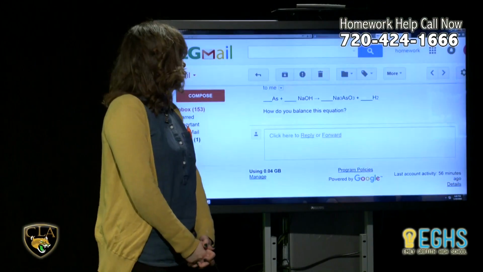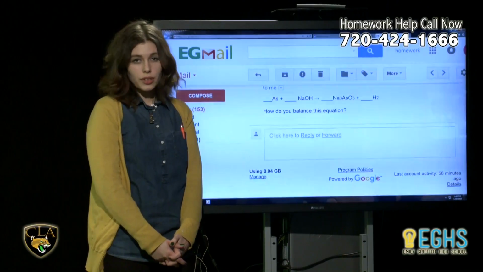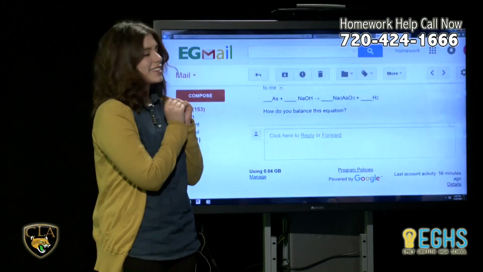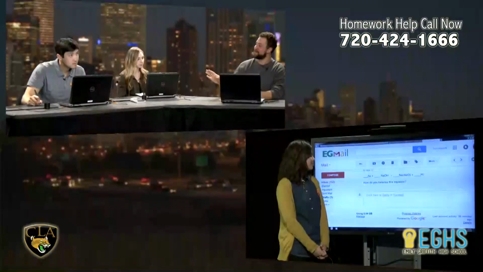They ask, how do you balance this equation? I am not familiar with these fancy sciences. It's okay. Why don't you let me read it? And Nate, would you mind helping me out by drawing it on your screen? So you can just draw the chemical symbols, and I'm just going to read them to you as they're written.